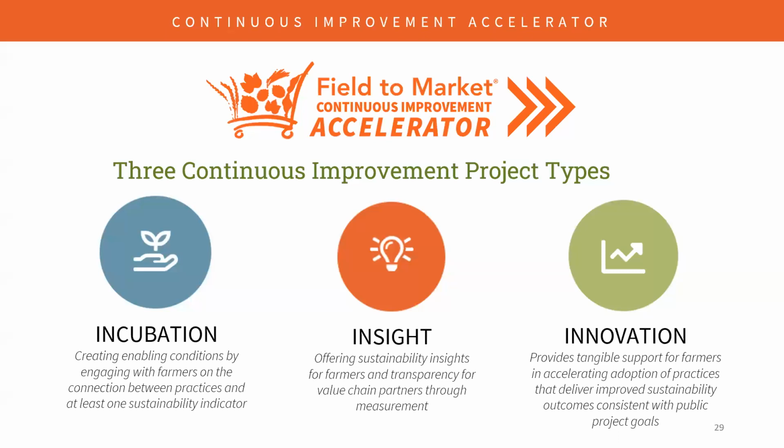We have 3 project types, based on the complexity, how much you engage your growers, what you want to do with the information. We call them incubation, insight, and innovation. The complexity goes left to right. So at least we provide a way for projects to get started, do the most basic type of engagement with the growers, and try to grow and improve over time.